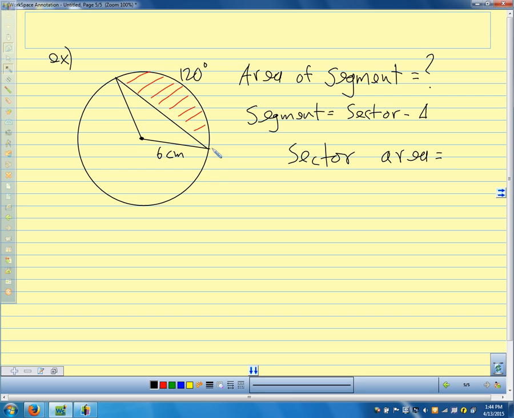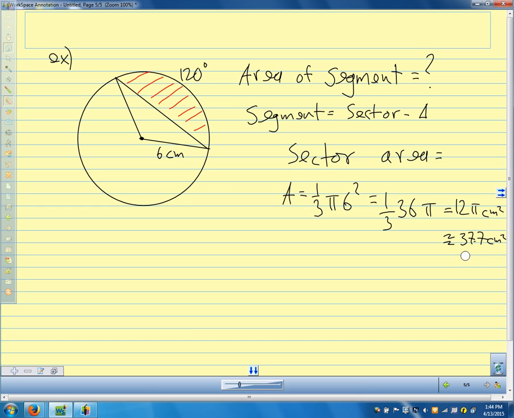So we're talking about this whole sector that takes up 120 degrees of the circle. What fraction of the circle is that? 1/3. 120 degrees is 1/3 of 360. If you didn't remember, you could do 120 divided by 360. You get 1/3 or 0.333. So our area equals 1/3 the area of the circle, pi times 6 squared, which is 1/3 of 36 pi, which is 12 pi square centimeters. And if I plug that in my calculator, 12 pi is about 37.7 square centimeters.